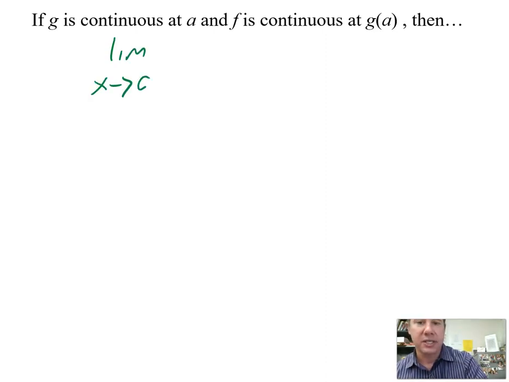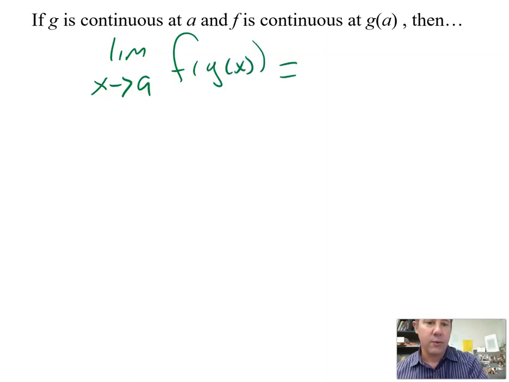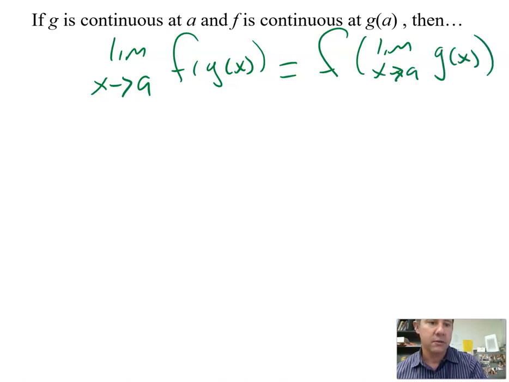But if those two things are true, then the limit as x approaches a of f of g of x equals f of the limit as x approaches a of g of x. Okay, so here's one more little rule we can use when we are dealing with a composite function like this. Just so long as g is continuous at a and f is continuous at g of a, we can use this thing. It's kind of handy. This doesn't pop up a lot, but it will pop up occasionally. It's a good thing to know.